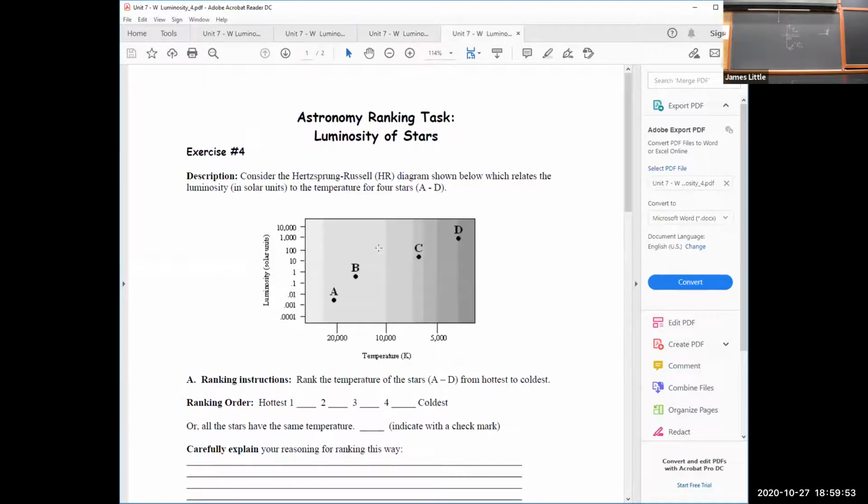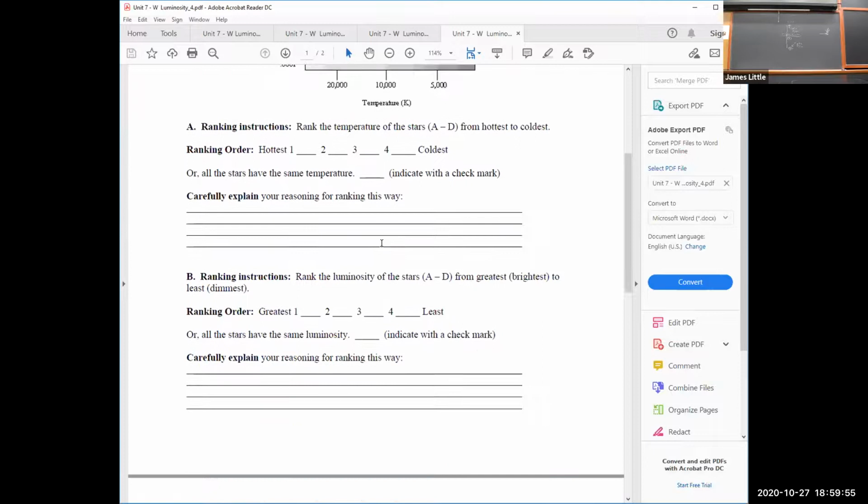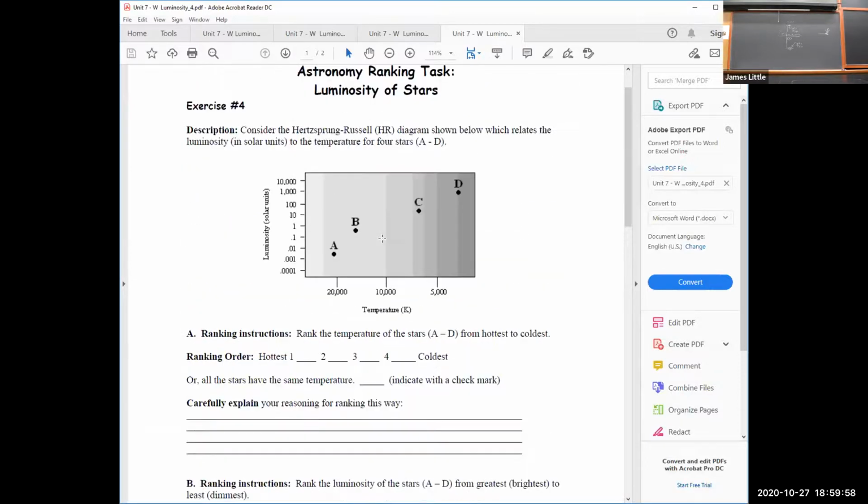One last go through, we're going to rank the temperature, rank the luminosity, rank the size. So pause, get your answers. A is the hottest, then B, then C, then D. But D is the most luminous, then C, then B, and A is putting out the least amount of energy of all of them. So D must be enormous. C is the next biggest, then B, and A would be the smallest.